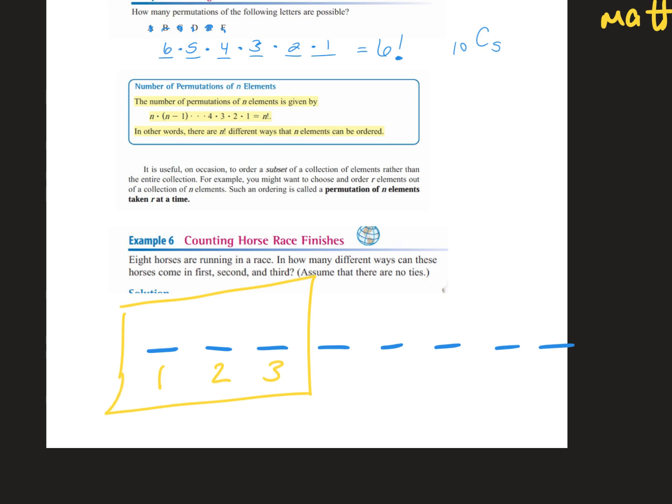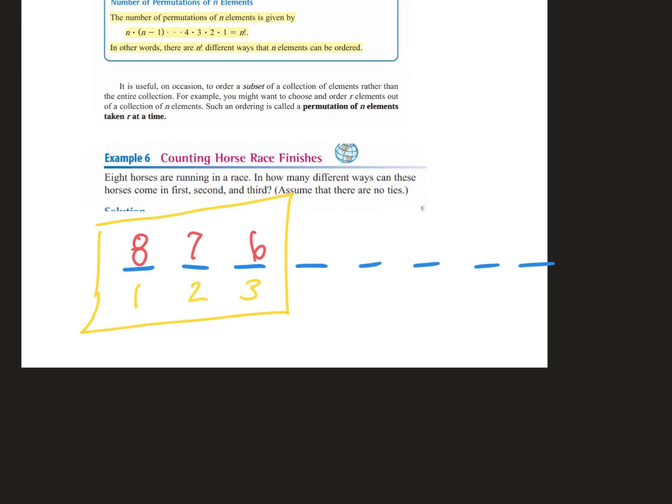Well, how many possibilities are there for the first place? 8. There's 8 horses. Of those 8, one of them's going to come in first. So once somebody comes in first, how many are left for second place? 7, and then 6, and it would go down. The only ones they care about are first, second, and third. So that's what you're looking at. If you were to draw it out, that's what it would look like. But this is a permutation, because we want a specific order of first, second, and third.